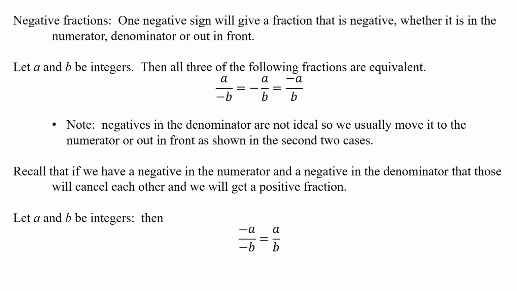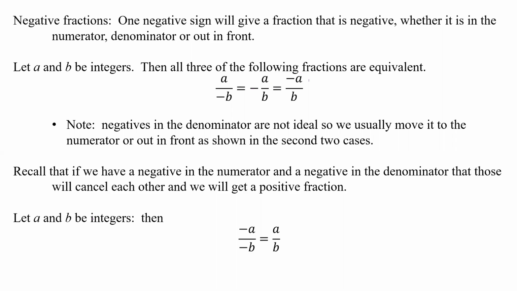If we let a and b be integers, then all three of the following fractions are equivalent. We can have the negative in the denominator, we can put the negative out front, or we can put the negative in the numerator. All of those fractions are equal to the negative fraction of a over b, okay?